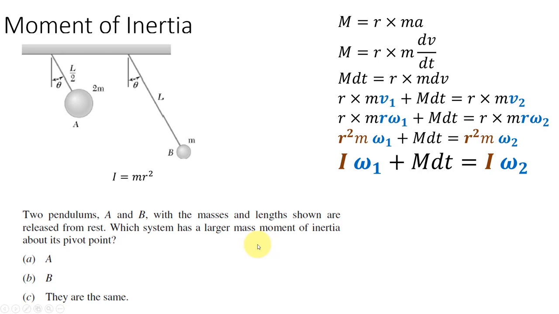So here's just a quick concept question. We have two pendulums, A and B. A has a huge mass, 2 times the mass of B. But B has a huge string. It has a huge radius. When you look at these two systems and think about inertia, which system is going to have a larger inertia? Is mass more important or is radius more important?